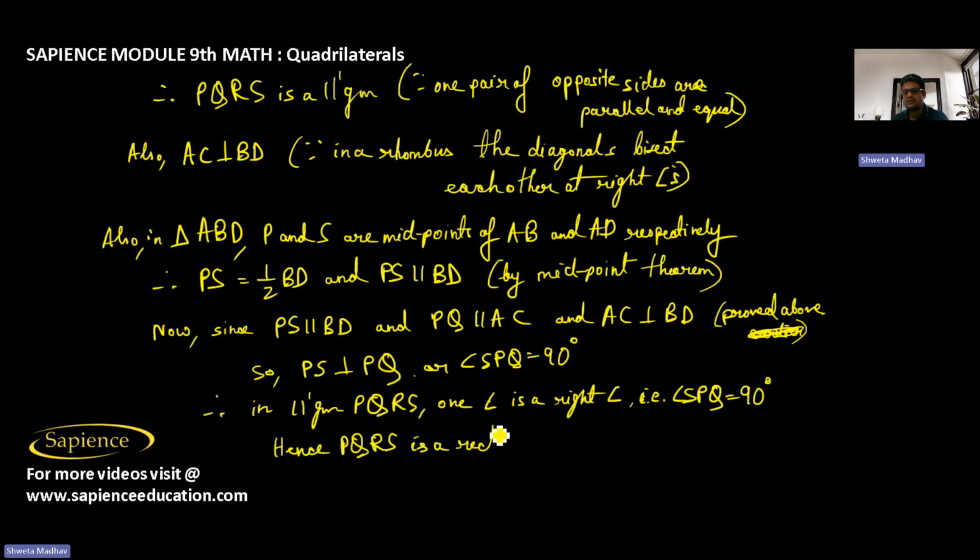PQRS is a rectangle. Since if we can show that PQRS is a parallelogram where one angle is a right angle, then automatically we can prove that PQRS is a rectangle. So hence proved.